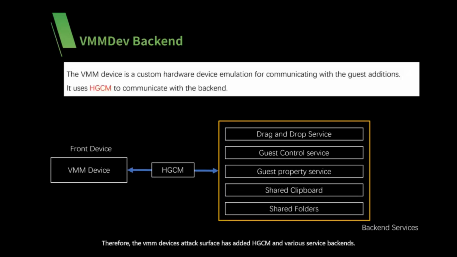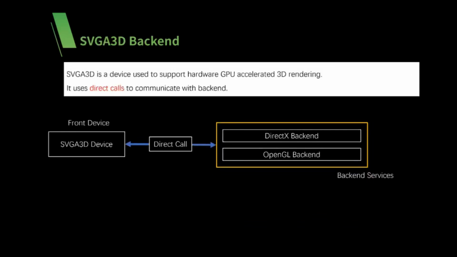Therefore, the VMM device attack surface has added HGCM and various services backends. Next is the SVGA 3D backend. SVGA 3D is a 3D graphics device of VirtualBox. It imitates the function of a GPU. It isn't an emulated hardware device. It customizes the data format, so additional drivers need to be installed in the guest.